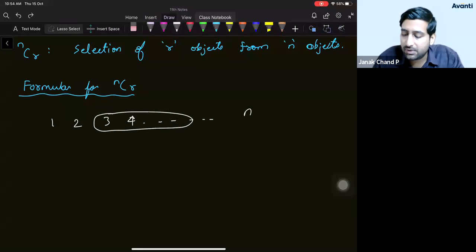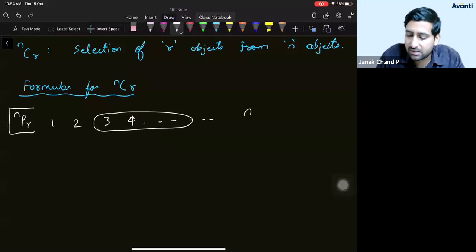So there are many such possibilities. Here, what I want is to do the selection of R objects. There are many different ways of that. But now, students, I'm first rewriting the formula for NPR. Within this formula of NPR, we can get the formula of NCR also. We have already done the derivation of NPR. We are doing this once again in a slightly different way. That is, let us see here.